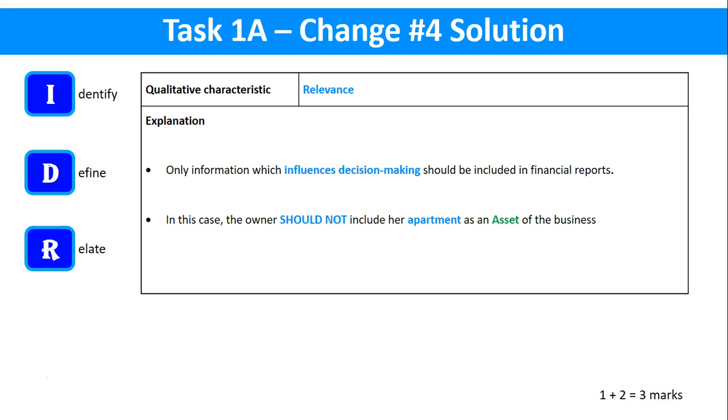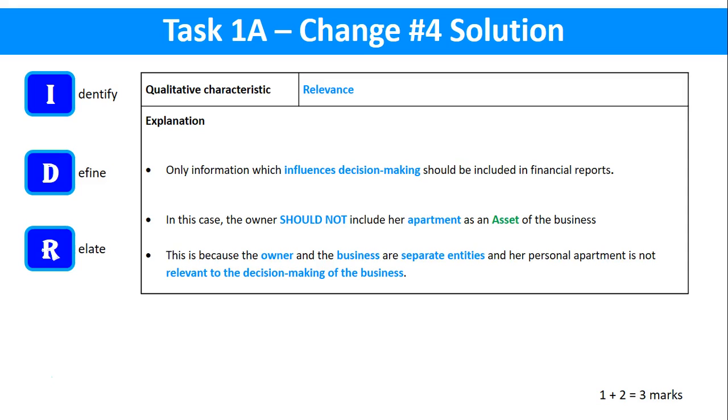So in this case, the owner should not include her apartment as an asset of the business because the owner and the business are separate entities. Therefore, the decision-making of the business shouldn't include the property. It's just not relevant to the business's decision-making.